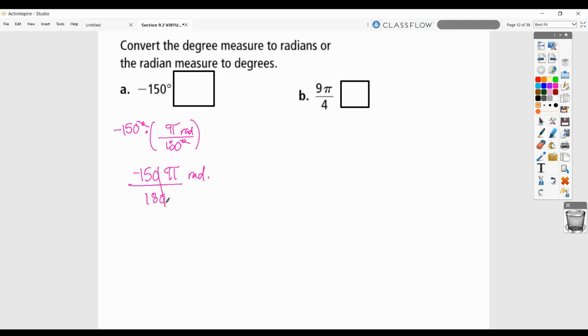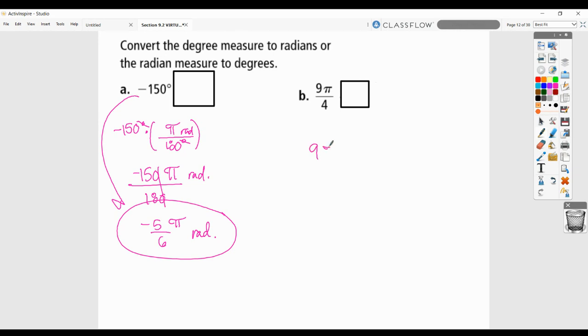Now we just need to simplify this fraction. Keep the pi in there, and it can either go next to your fraction or up top. Simplify negative 15 over 18. Take a 3 out of the top, 3 out of the bottom, so that's negative 5 over 6 radians. So these two are equivalent.